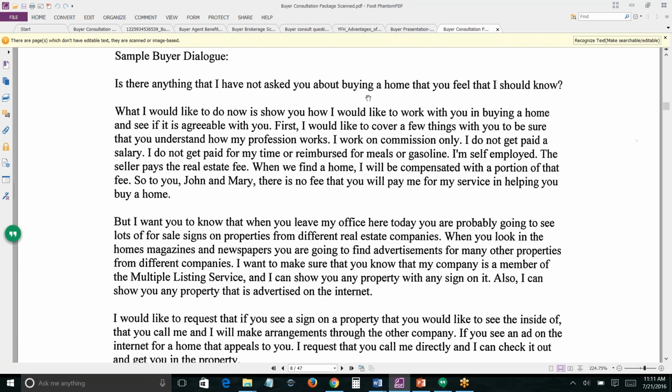And I actually have a copy of my buyer representation PowerPoint slide, which I'm willing to share with you, which talks about that. For those of you that like PowerPoint, you can modify it. It's, I don't know, sort of a garish blue. When we find a home, I'll be compensated with a portion of that fee. So to you, John and Mary, there is no fee that you'll pay me for my service in helping you buy a home. Right? That's stage one.